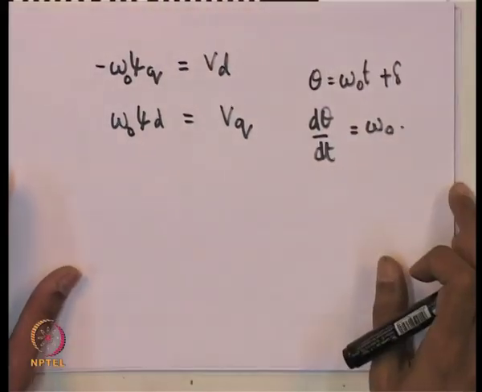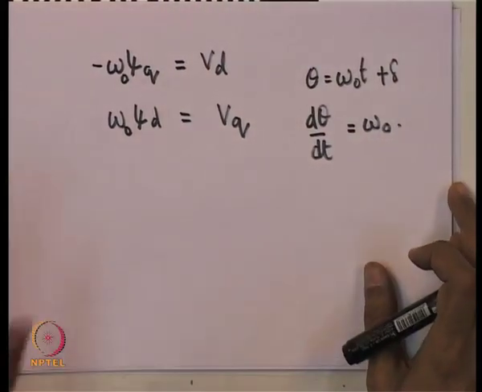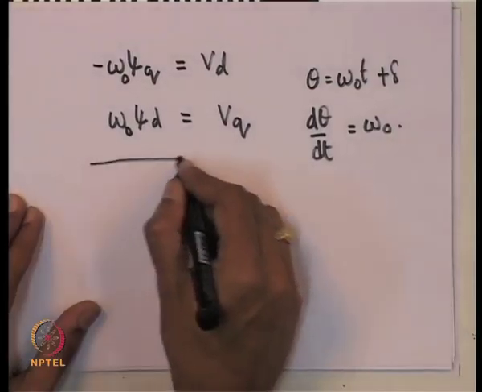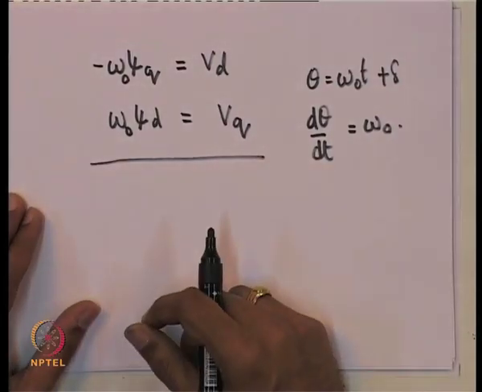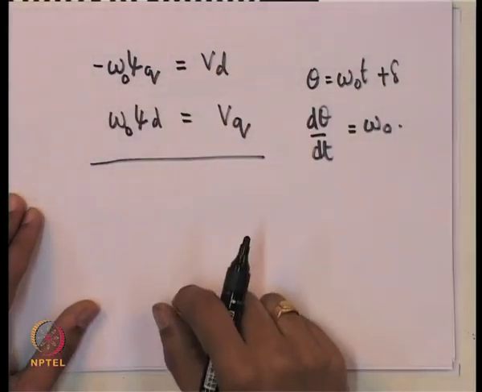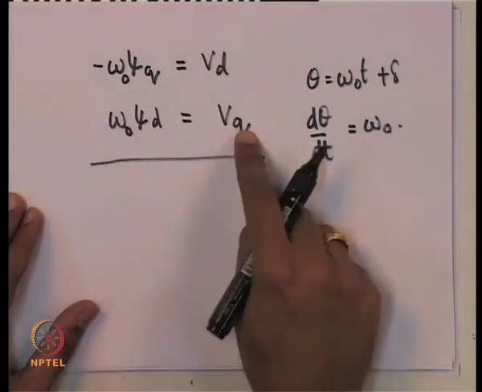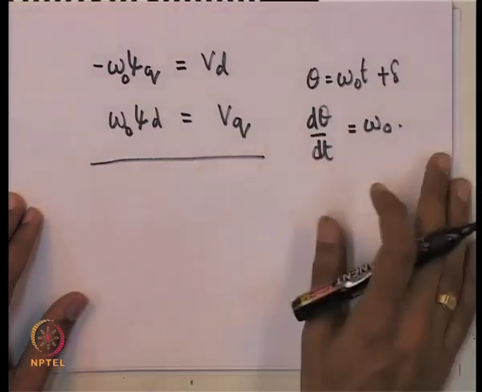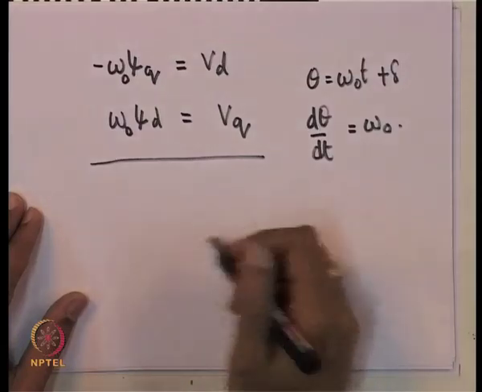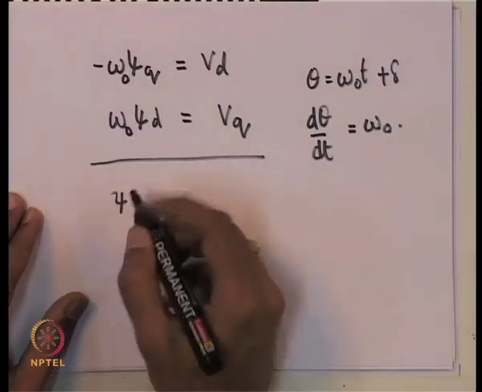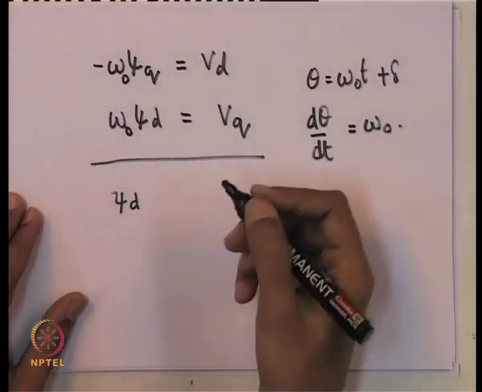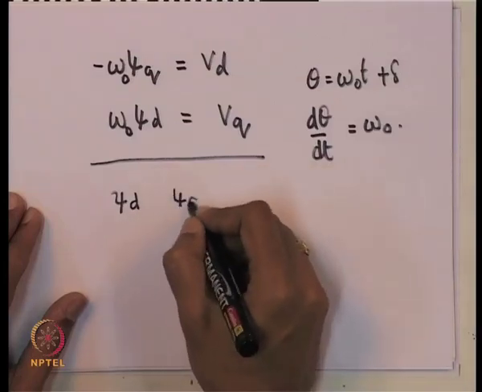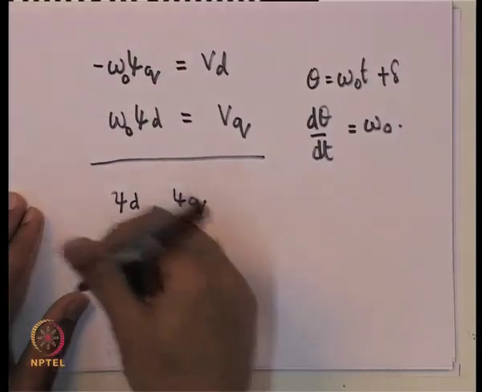Okay. We continue our example of a synchronous machine connected to a voltage source. If we neglect the resistance of the stator, we in fact get this particular set of equations, and because of this, we can get the value of psi d and psi q.